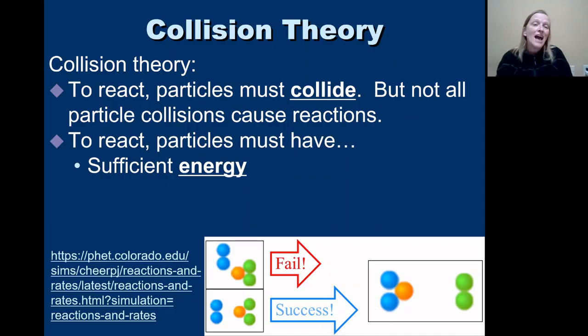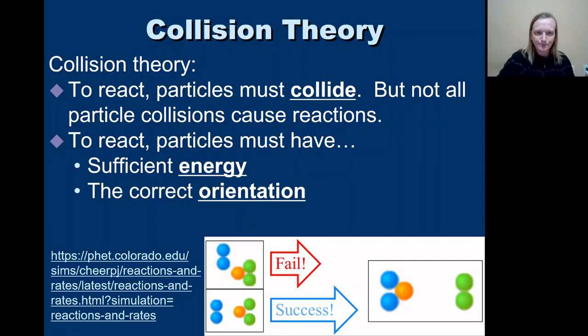In order to actually have a successful reaction, there are a few things that must be true. The particles have to collide with sufficient energy. Just like a gentle collision won't help the particles react, they need to collide with enough energy. Also, particles need to have the correct orientation. If particles bump in a way that isn't aligned with each other, that will not result in a successful collision. They need to be aligned in the right way.